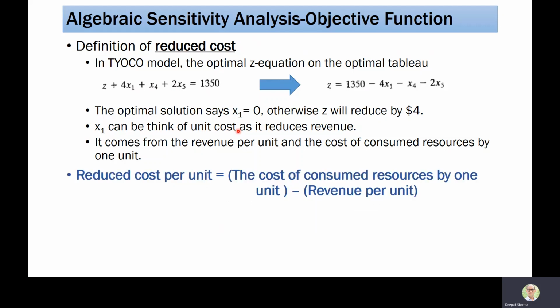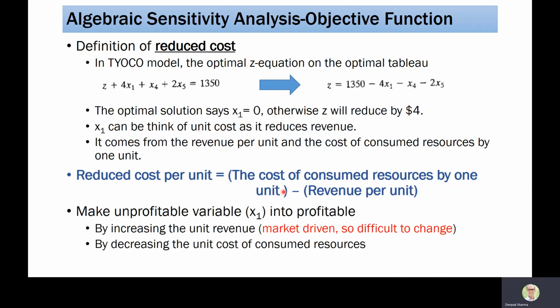So how can we introduce reduced cost? The reduced cost is the cost of resources consumed by 1 unit minus the revenue. So the resources used to make one mobile phone minus the revenue per mobile phone will give me the reduced cost for this particular unit. This reduced cost concept, we are going to use it now.